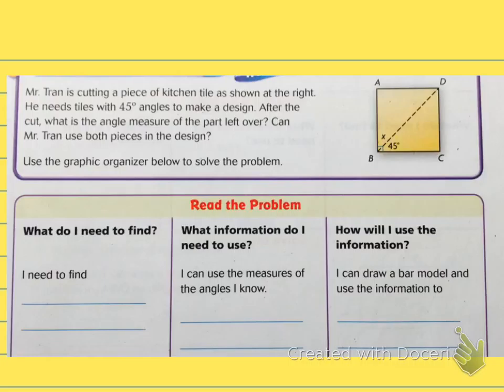All right, here's our essential question. How can I use the strategy draw a diagram to solve angle measurement problems? So here we are. Here's an angle measurement problem for us.